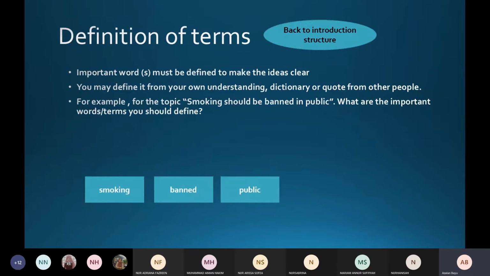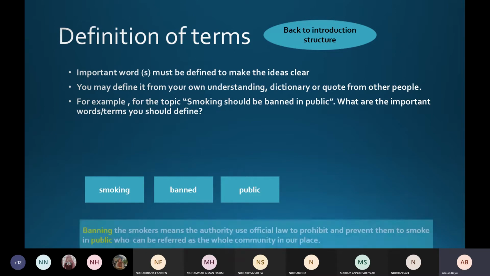Define tu maksudnya you explain tentang maksud. Smoking you rasa okay? You rasa ramai ke tak tahu smoking kan? Ban kot, ban. Ya, ban and public, yang mungkin orang akan confuse. Smoking, I think most of us familiar. So you don't need to define smoking walaupun dia sebagai tajuk. Tapi ban and public, you must define it.